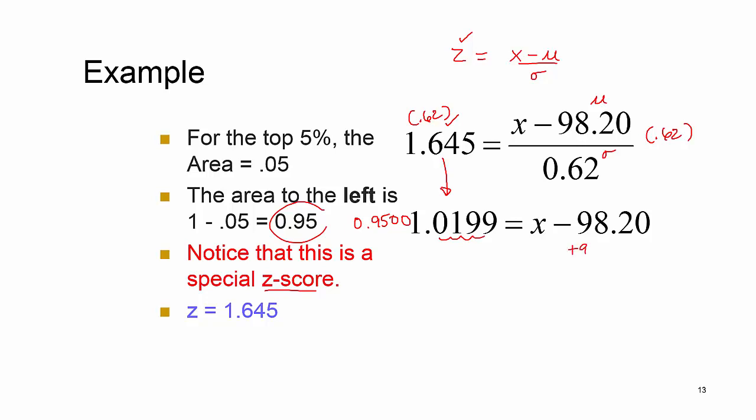Next I'm going to add the mean to get x by itself. That's going to give me the temperature in degrees. So anything greater than 99.22 degrees is going to require further medical tests if they want only 5% of healthy people to exceed it.